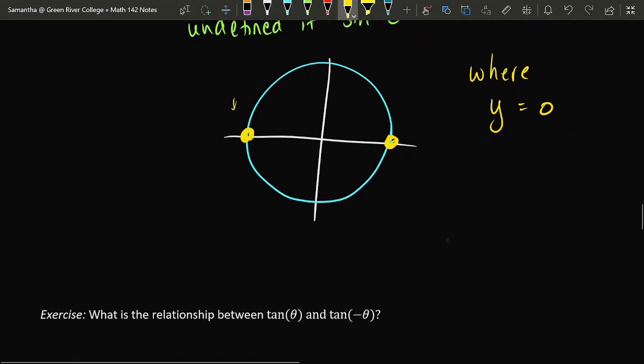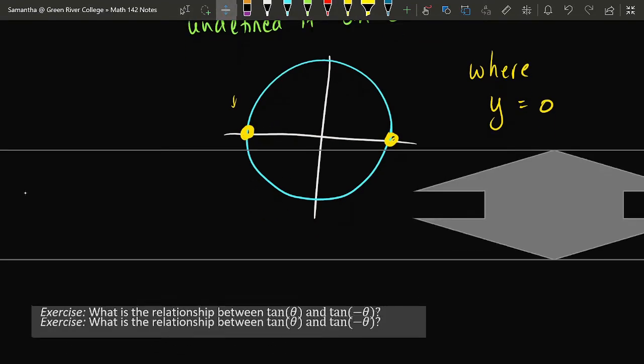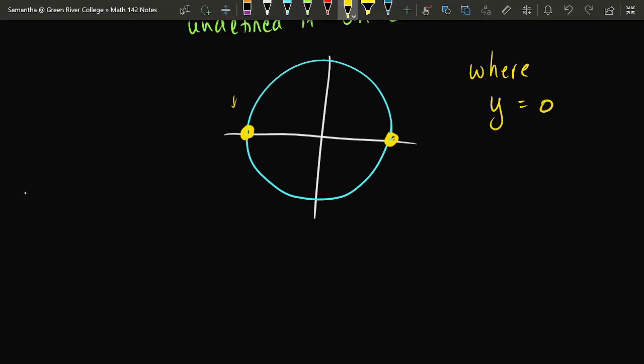So let's figure out what angles correspond to these two locations. The first angle that occurs to me, an angle that points to this location on the far right, is the angle theta equals 0 degrees. If you just start facing the starting direction and don't turn to the left or right at all, then you will be pointed to the location (1, 0), where the y value, the sine, is equal to 0.